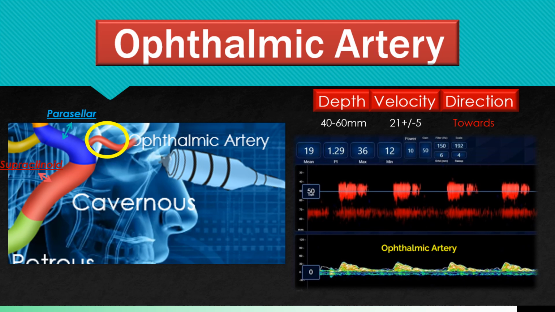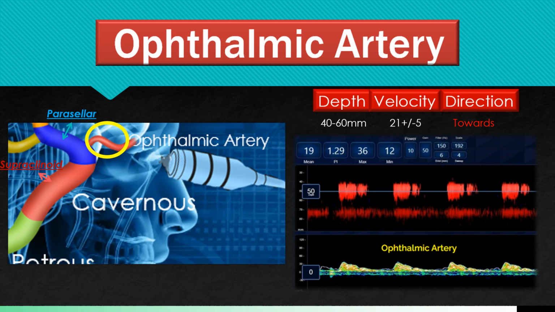Your ophthalmic artery lives at depths of 40 to 60 millimeters, and it is a highly resistive vessel. You're feeding a high resistive vascular bed. So on a normal patient, you're going to see those little spurts of red in the M mode, with black in between the red. This is a high resistive vessel. You can see your PI here on the screen is 1.29. A normal ophthalmic artery has a high PI, so it has a low mean. This one's 19. This is normal for your ophthalmic artery.